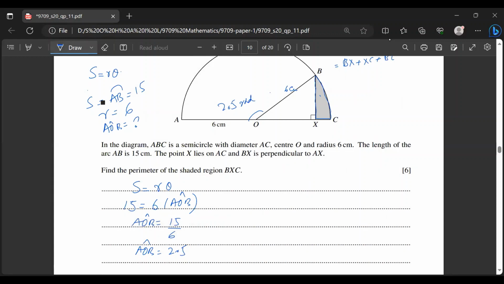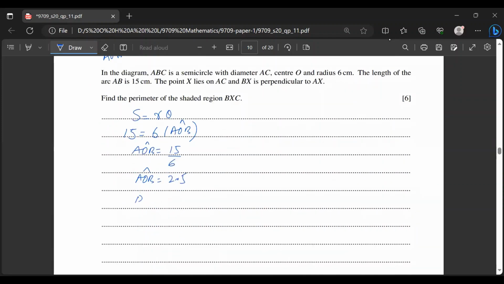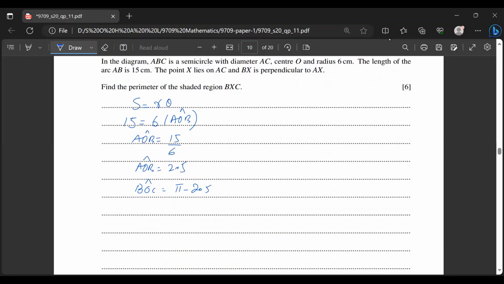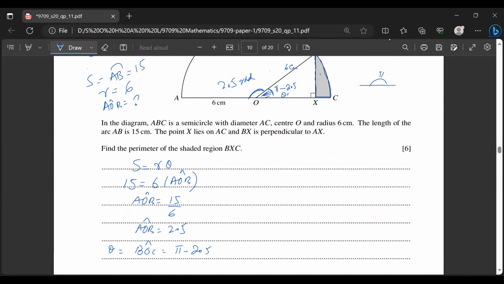If this is 2.5 radians, the total we know is pi. So this angle, angle BOC, is pi minus 2.5. You can label this as theta. So say this is theta.